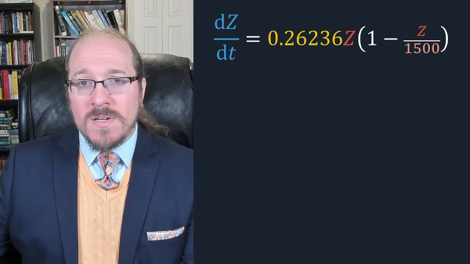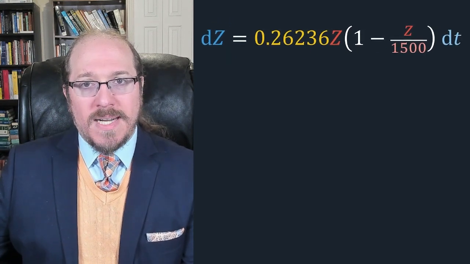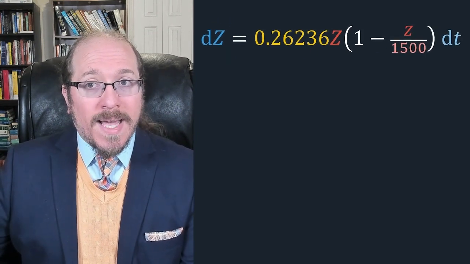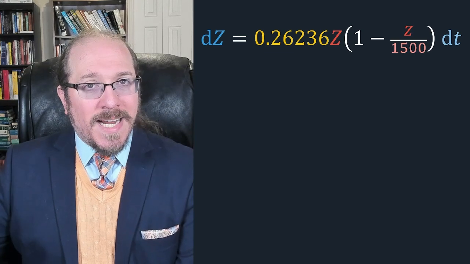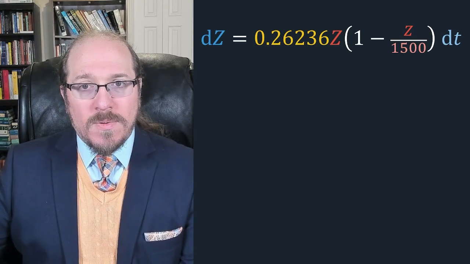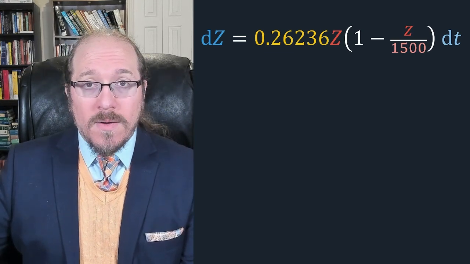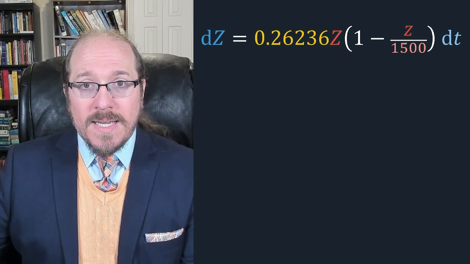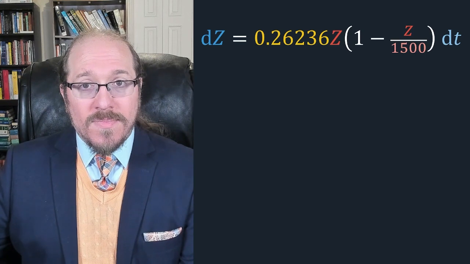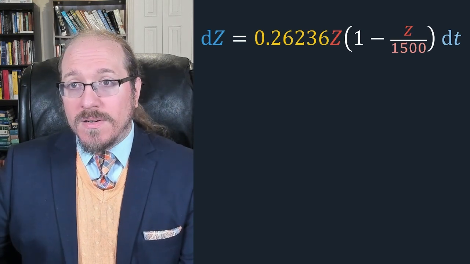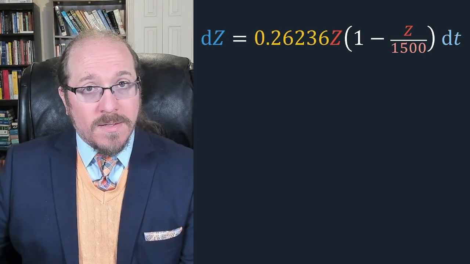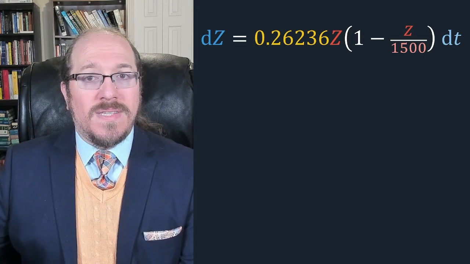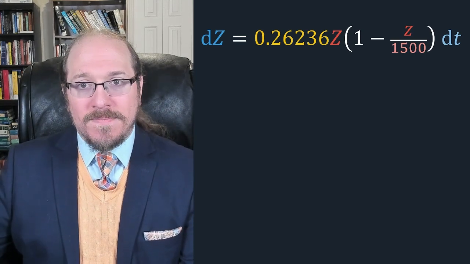Let's take our differential equation and multiply both sides by dt. So now we have dz, a tiny change in the number of zombies, is equal to our relative growth rate k, which is 0.26236 from the last version, times the number of zombies z, times that extra factor that makes it taper off as we get closer to carrying capacity, times the tiny change in time, dt.